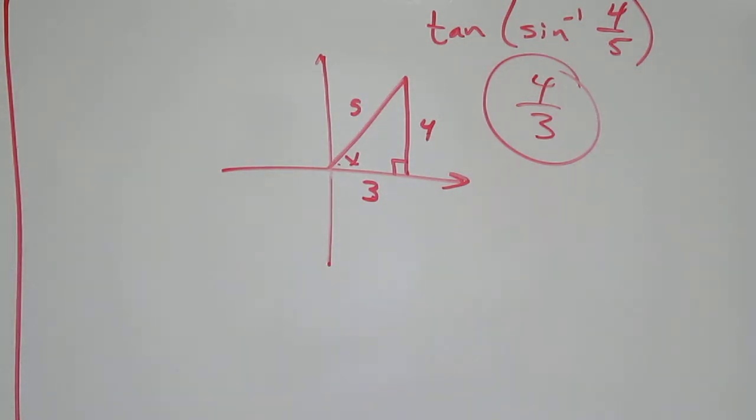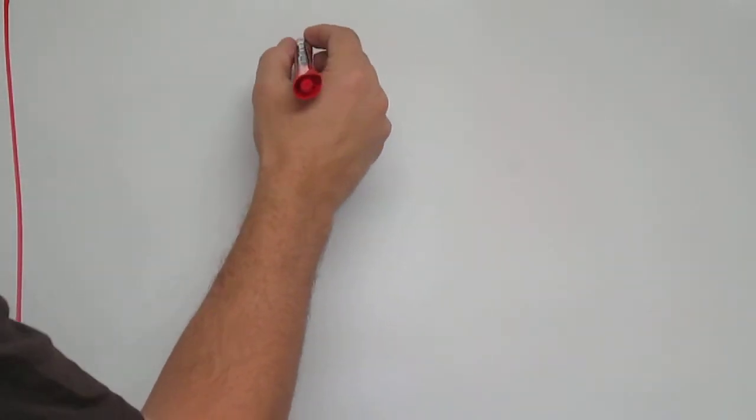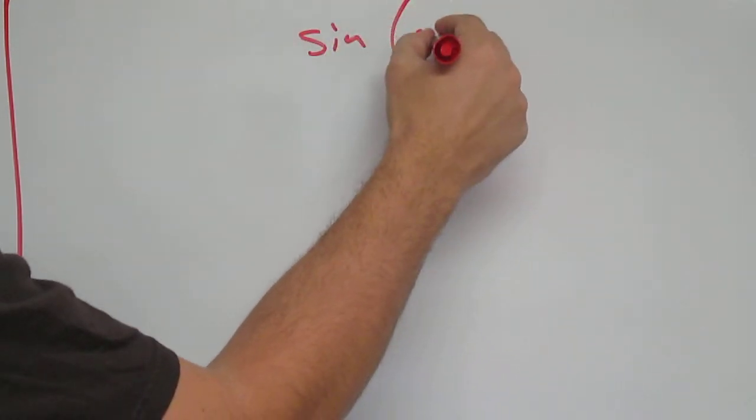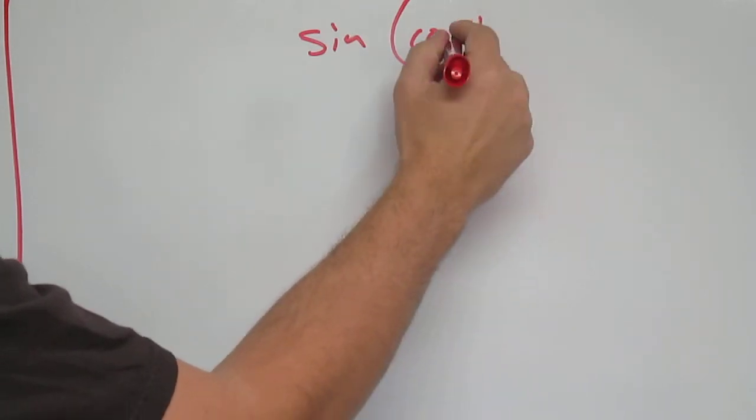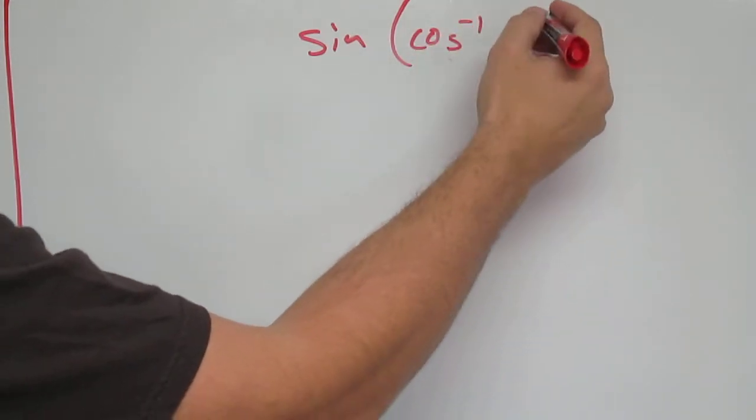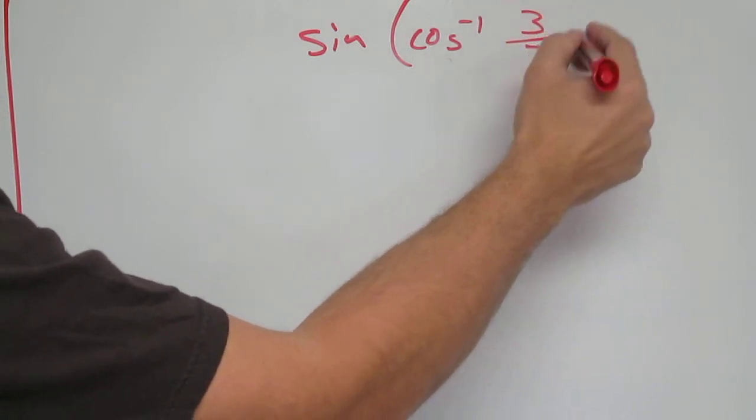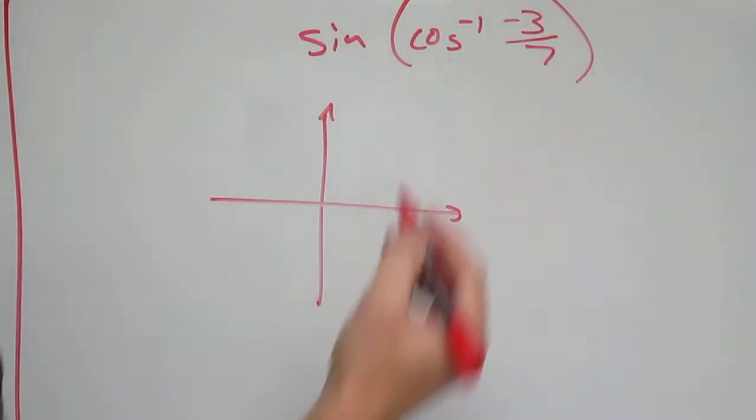It's easiest when we have positive values. It can be challenging when you have something that's negative. So if I said the sine of the arc cosine, that's pretty badass, of, I don't know, 3 over 7. I'm just making these numbers up. Sorry, I wanted to make it negative.